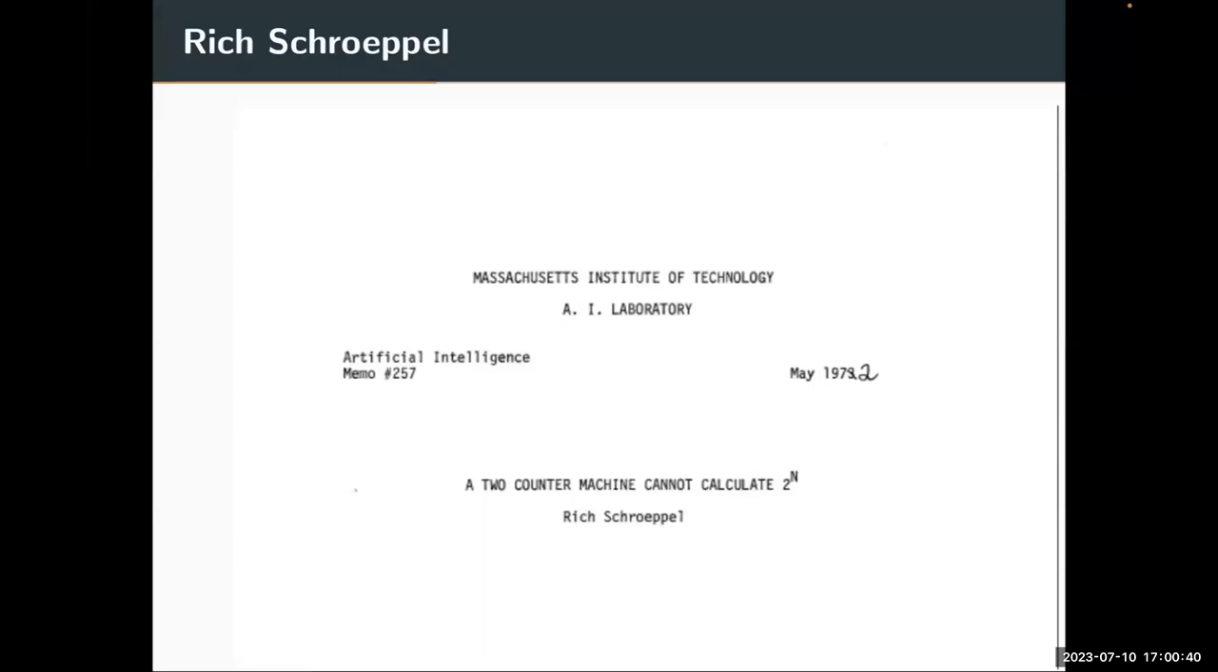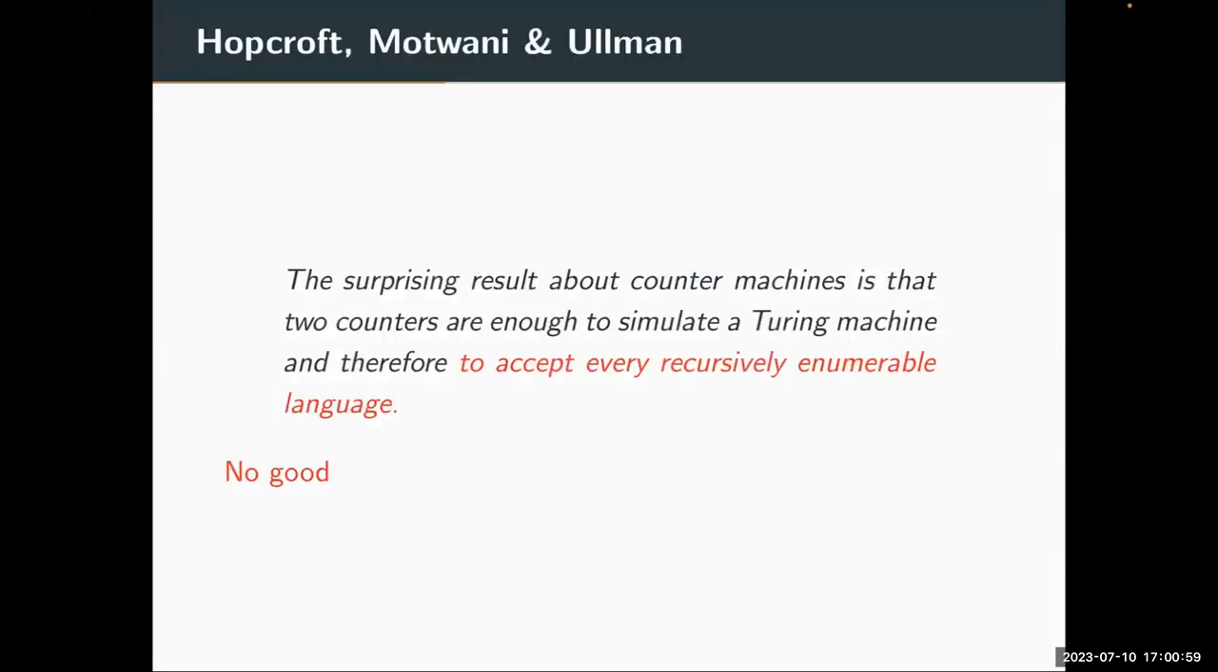But the same thing is true for some of these other models. So counter machines: there's a technical report from MIT that says no two-counter machine can calculate the exponent 2 to the n, nor can it do n squared, and most other functions can't be computed with a two-counter machine. So when that same textbook says that the surprising result about counter machines is that two counters suffice to simulate a Turing machine, that's correct, they can simulate a Turing machine, I'm not going to go into the details, and therefore accept every recursively enumerable language, the second part is wrong.